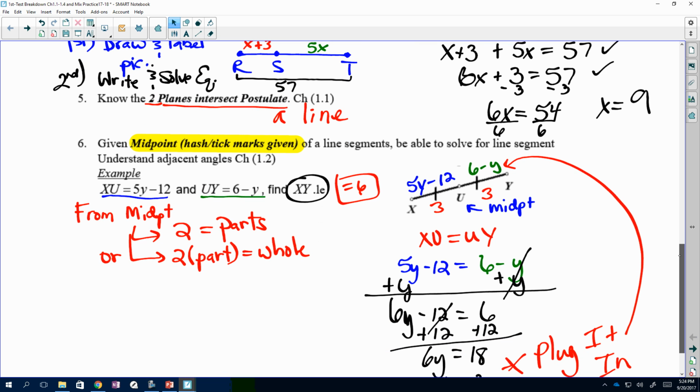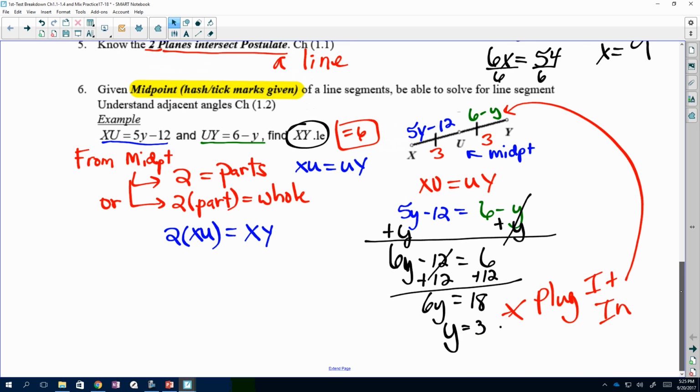And then you have midpoint and tick marks. Remember, tick marks show that they're equal parts. There are two ways to solve this. Two equal parts, meaning you have the parts equal to each other. For example, over here, we have XU equal to UY, because they both have the tick marks. Or you can have two parts equal a whole. So I can say 2 times XU will equal the whole segment XY. Okay, so we did that. Remember, plug it in, plug it in. So that was that page.